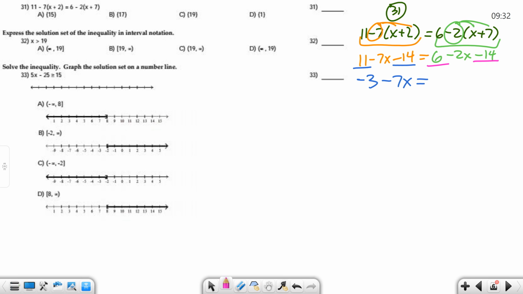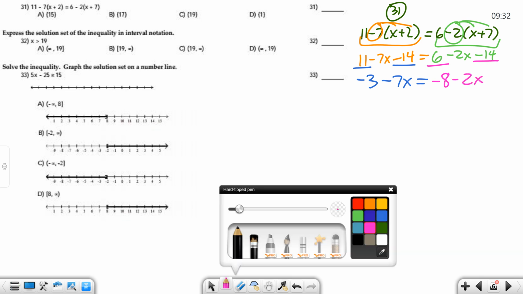I don't mean I have a 6 again and a negative 14 again. I do have the negative 14, but I'm like terms again. 6 minus 14. We subtract. 14 minus 6 is 8. Sign of the larger is negative. And then minus 2x. That side is now simplified. There's nothing else I can do.